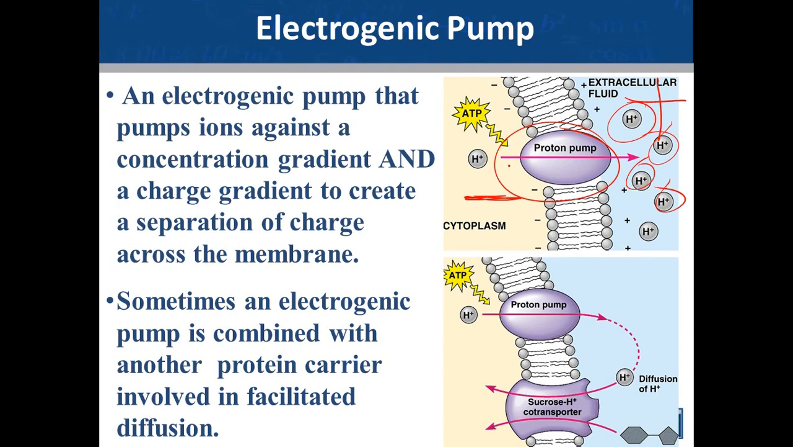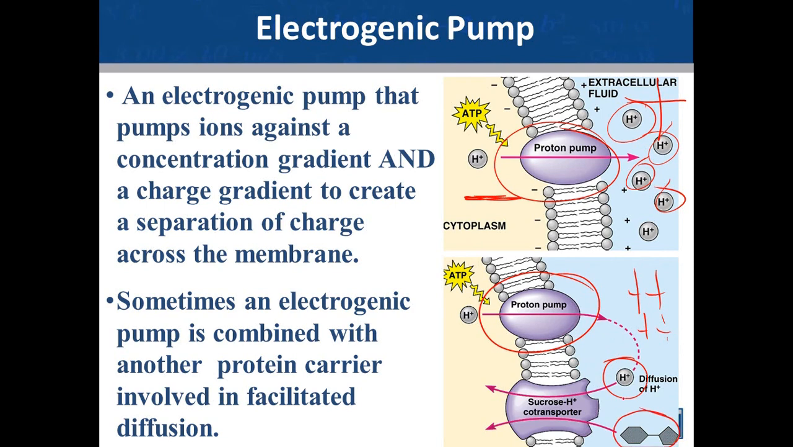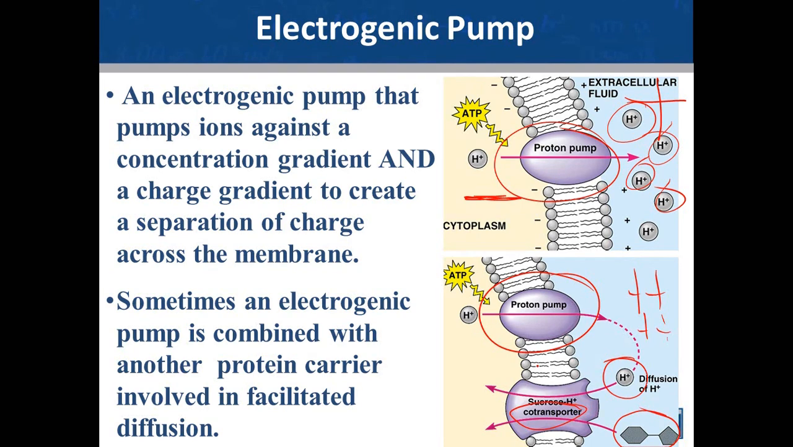Sometimes an electrogenic pump is combined with another protein carrier that now can be used to facilitate the transport of another molecule back into the cell. So in this example that they have, here is this protein pump. We're pumping out hydrogen ions, it's becoming positive, and now we have another protein carrier that requires those hydrogen ions in order to move sucrose into the cell. So this is like a co-transporter protein carrier, if you will.